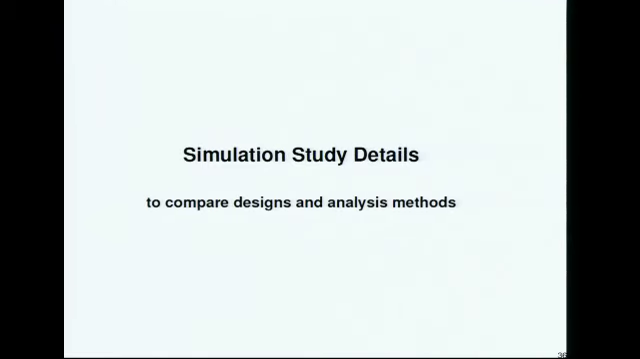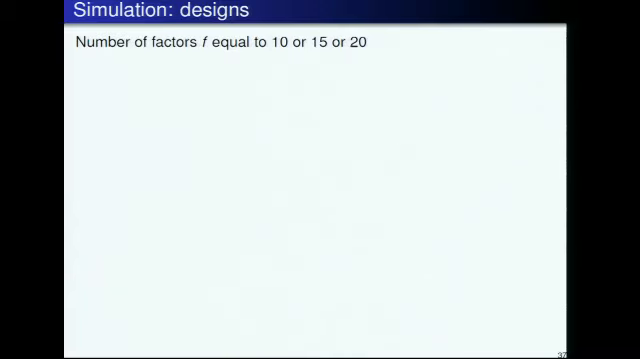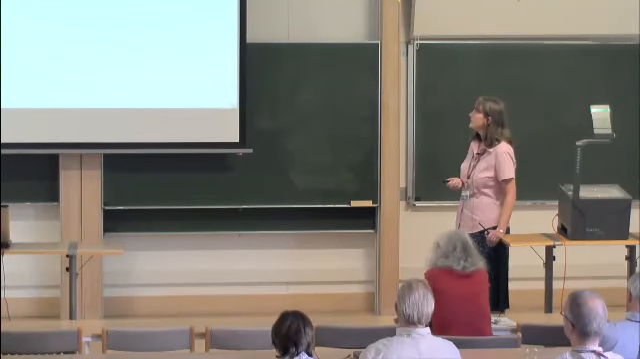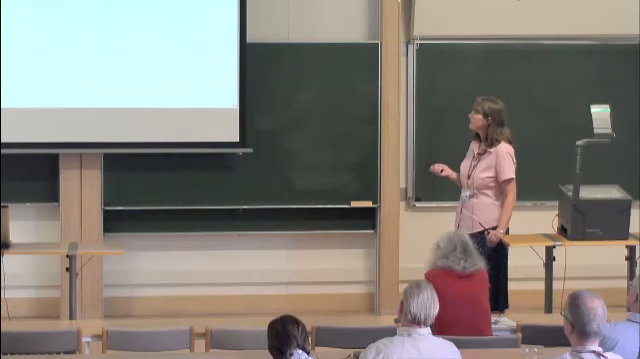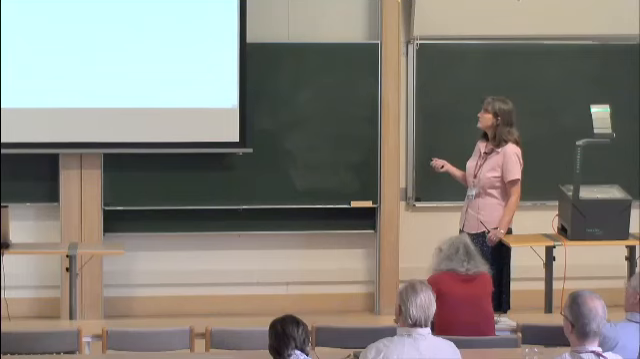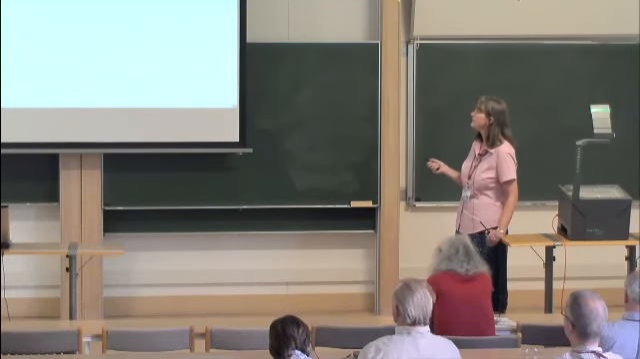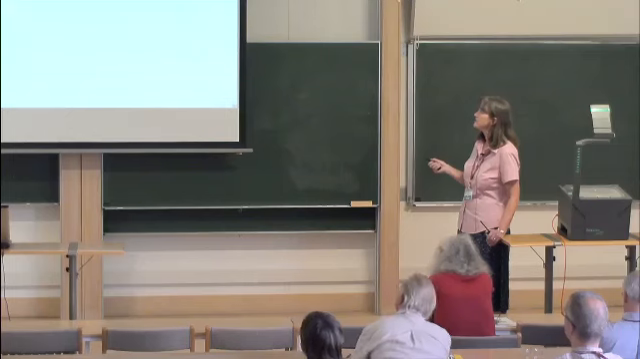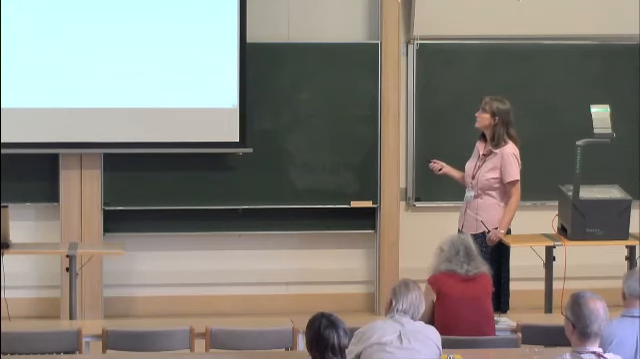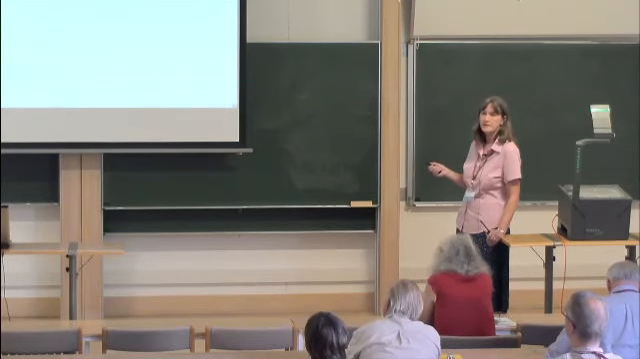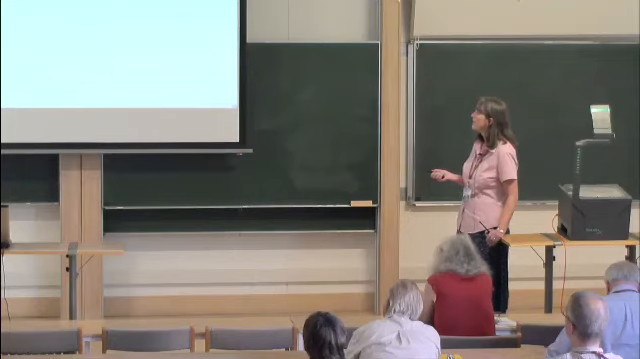Okay, so simulation study. How do you compare all these different methods and these different designs? Well, first of all, you have to pick the number of factors, and we picked 10, 15, or 20, and we deliberately made them a multiple of 5 because somehow we wanted to use the same fractional factorial at stage 1 of group screening, no matter how many factors we had. So that means if you've got 10 factors, the groups are of size 2. If you've got 15 factors, the groups are of size 3, and so on.